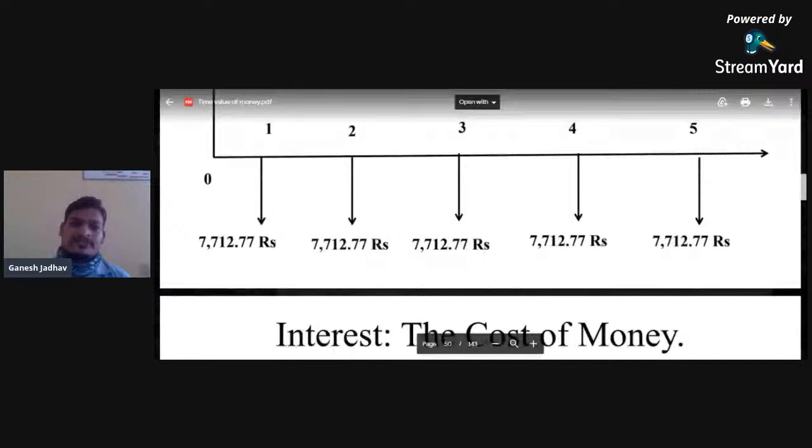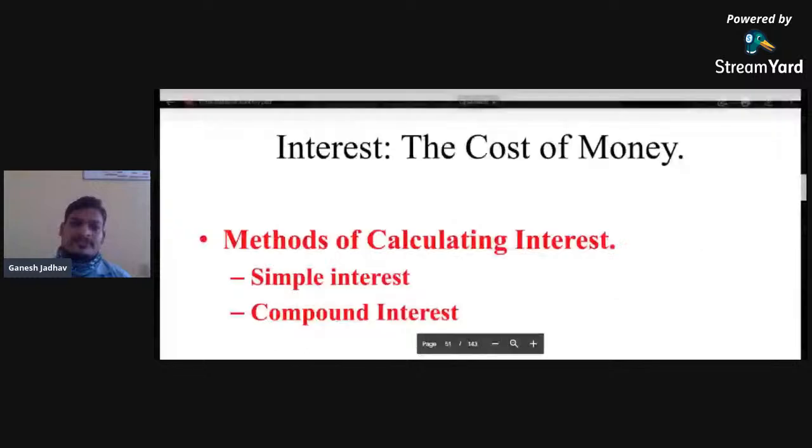Then another topic is how you can calculate the interest, the methods of calculating interest. The first one is simple interest, which in Marathi is called Vyaj. The second is compound interest, which in Marathi is called Chakravadh Vyaj. So these are the two methods of calculating the interest.